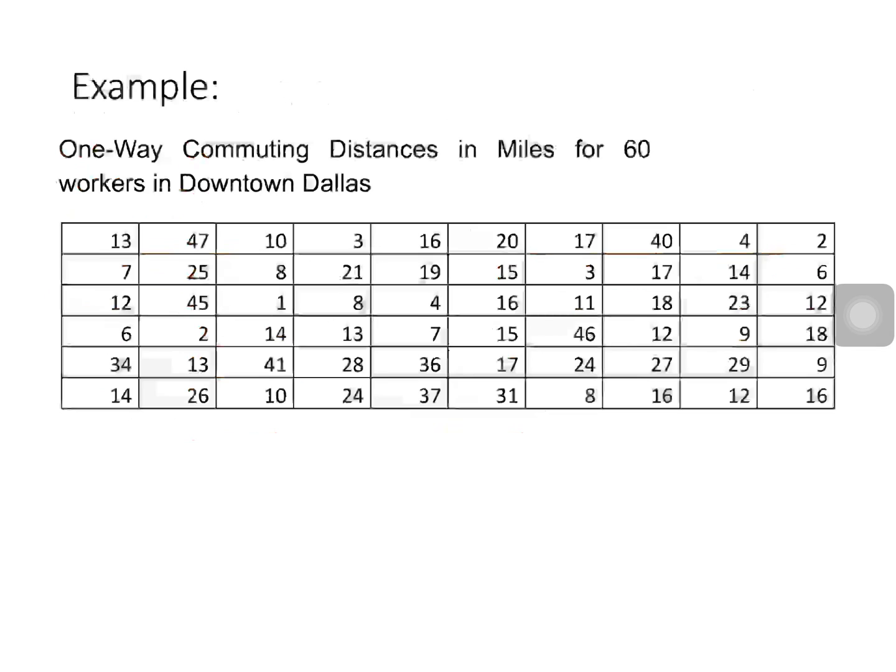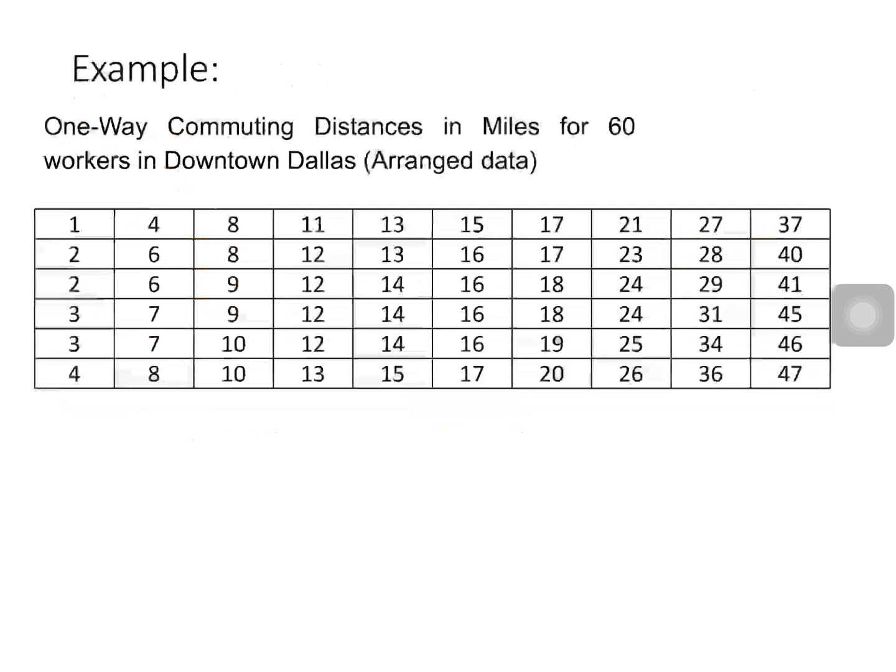For our example problem, we have here the one-way commuting distances in miles for 60 workers in downtown Dallas. As you can still remember, we have used this already in our previous topic, that is in organizing data. So again, how are we going to arrange this raw data? We can make use of the stem and leaf display to make it easier for us. So this is our arranged data, or we can call it the ungrouped data.